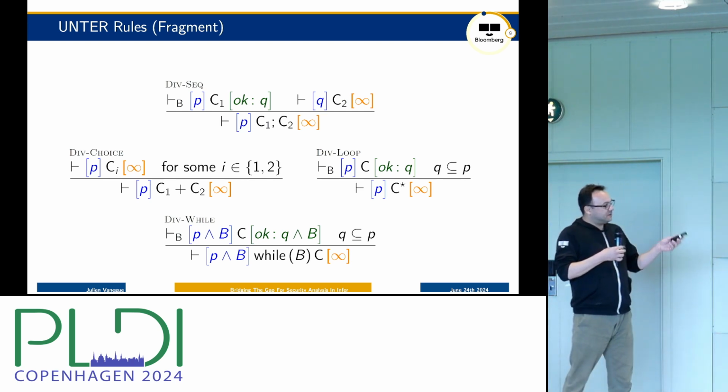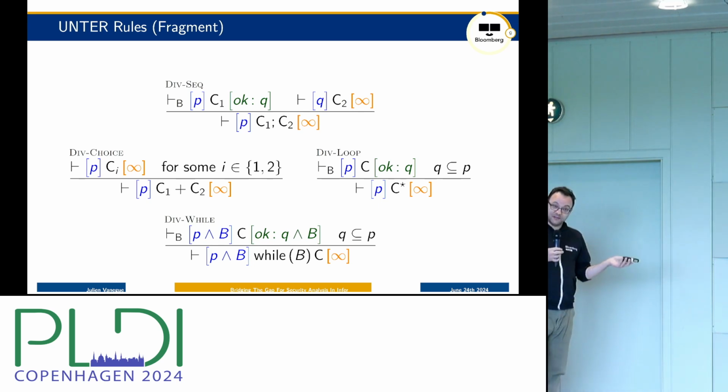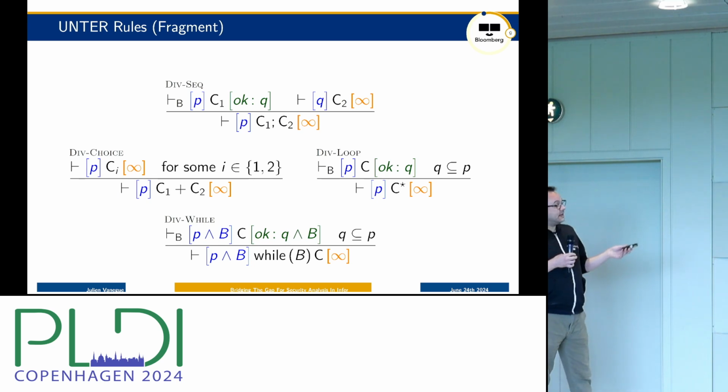Similarly, if you have a loop, that's an interesting one, or a repetition. It's really a repetition rule here. Say you have a piece of code C that goes from P to Q, but Q is inside P, meaning that the set of states that you discovered is a subset of the states that you started with. Then repeating that piece of code diverges. And finally, if you have a while loop, while B do C, you have the piece of code C that goes from P and B to Q and B, and again Q is inside P. Then putting that piece of code C in a loop guarded by the Boolean, or the predicate B, diverges.